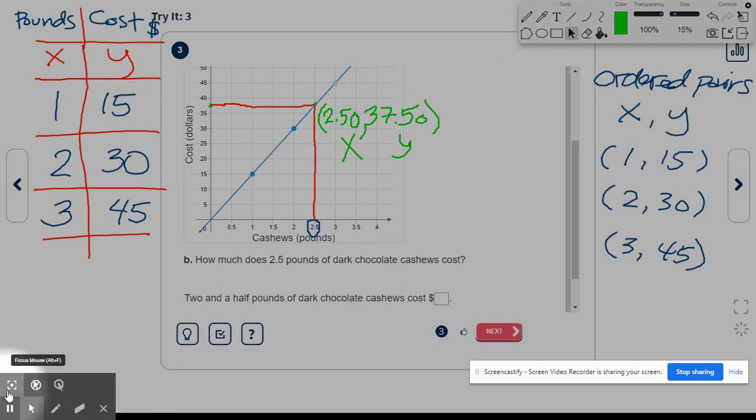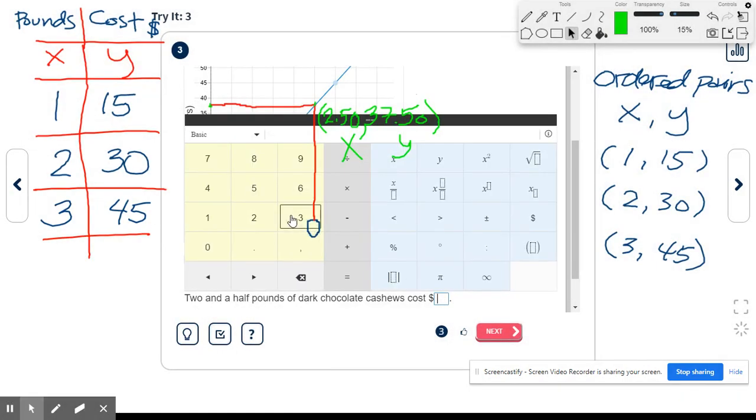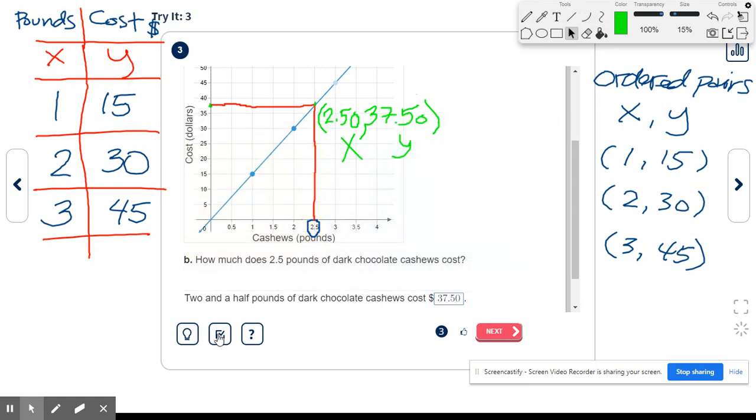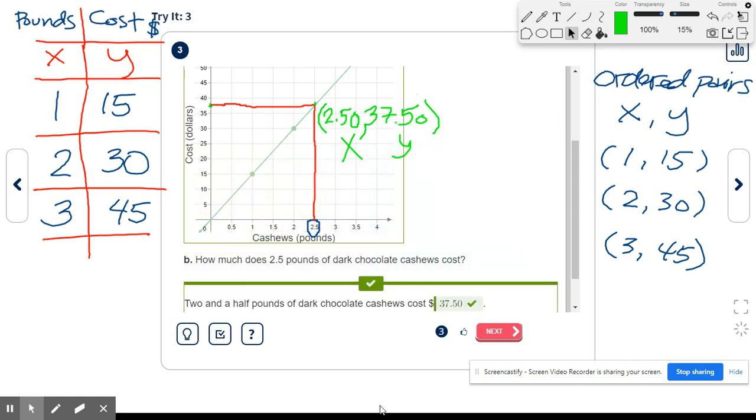And let's write our answer. So we pay 37 and 50 cents. Now let's check if our answer is right. Voila, everything's right. Now let's do our next problem.